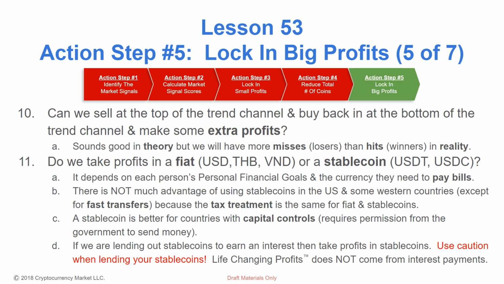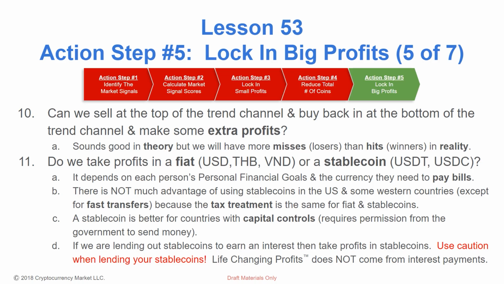Do we take profits in a fiat currency like USD, Thai baht, or Vietnamese dong, or do we take profits in a stablecoin like USDT or USDC? This is going to depend on each person's financial goals and the currency they need to pay their bills in. There's not much advantage to using stablecoins in the US and some Western countries, except for fast transfers, because the tax treatment is the same for fiat and stablecoins.